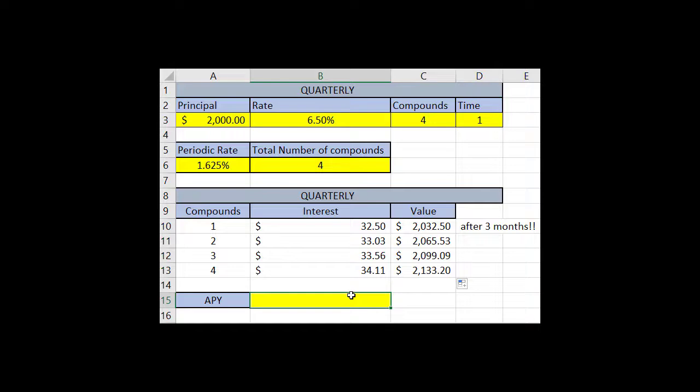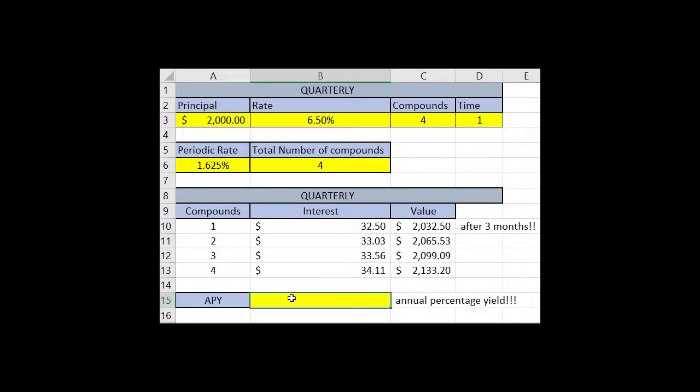So now I'm going to determine the APY. That's the actual yield. The more compounds, the more yield. So really this is very similar to a percentage increase, if you recall. This is the annual percentage yield. A percentage rate is simply interest divided by principal.